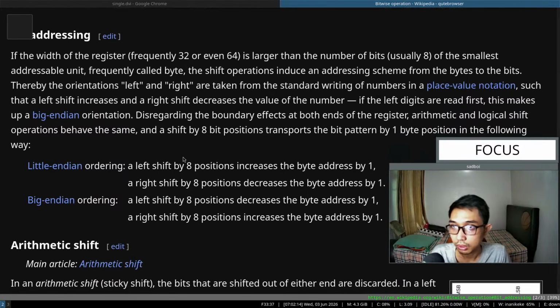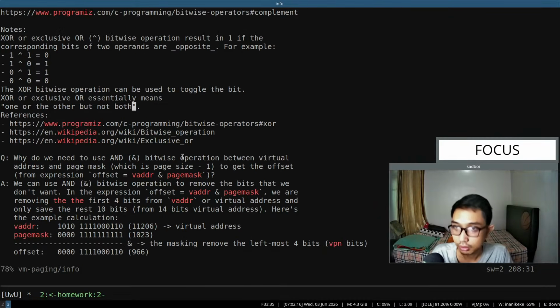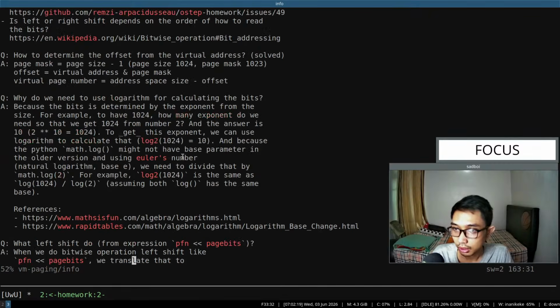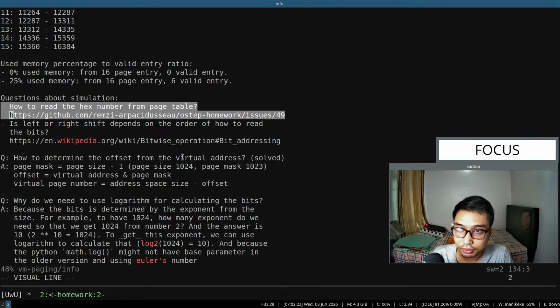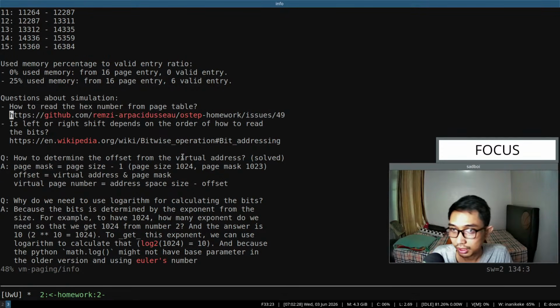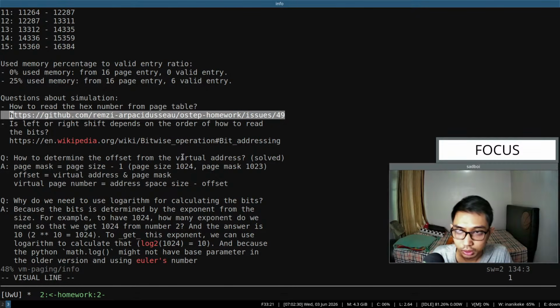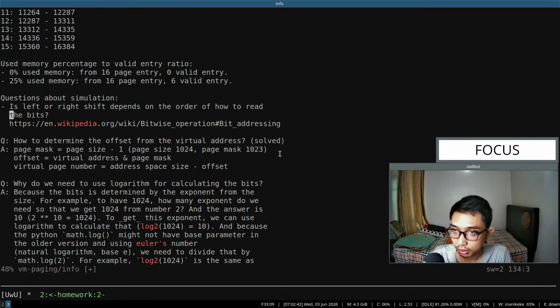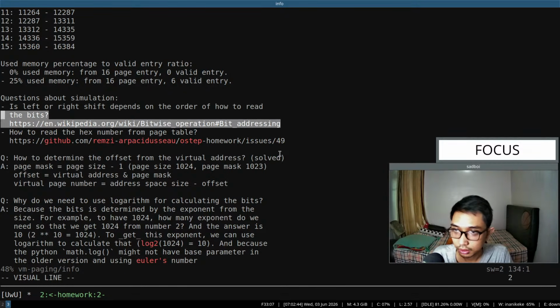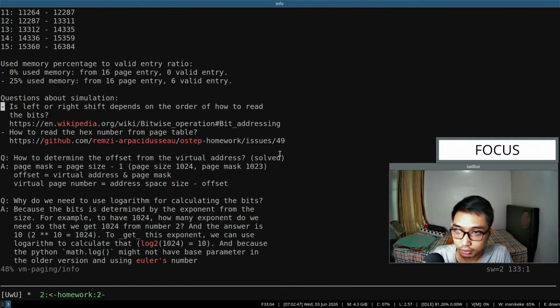Let's continue with the next question, and that is, let's save this for the last: how to read the radix number from the page table. I found some possible answer. Let me copy this in the chat in case anyone wants to take a look at that. So let's take a look at this first.